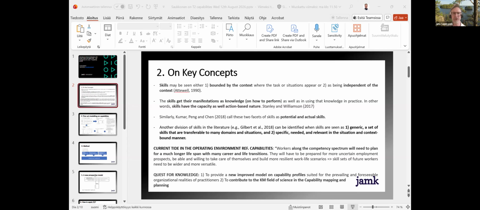And then came the ideas of V-shaped capabilities, so two deep skills combined with some combinatory capabilities.